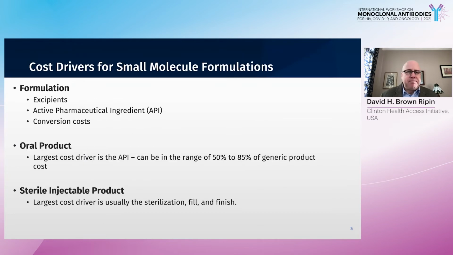For those small molecules, the formulation, if they are an oral product, is typically a minor driver of the product cost. Typically in a small molecule, such as an ARV, the API is in the range of 50 to 85% of the overall generic product cost, with the remainder being the formulation cost. If the product is a sterile injectable filled in individual vials, the largest cost driver is usually the sterilization, fill, and finish steps in the formulation process.